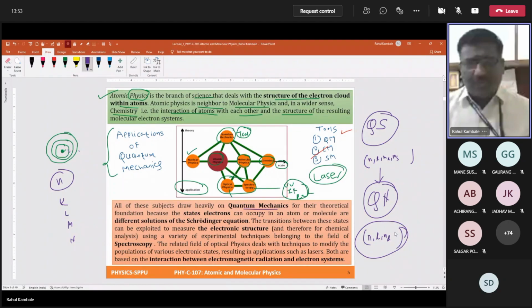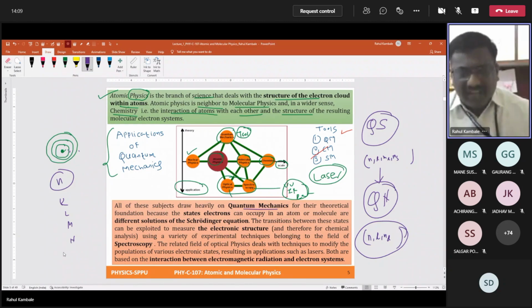position of the electron. If I know the position of the electron, then I can know the energy. If I know the energy, I can know the momentum. That's all: energy, momentum, and position. These three things we want to find using quantum mechanics, and that's why it is called the quantum state. Once I know that, then from which level to which level they are jumping gives me the electronic structure. And once I know the electronic structure, that means spectroscopy, and then the interaction between electromagnetic radiation and the electron system.